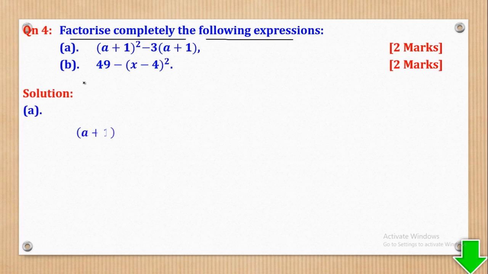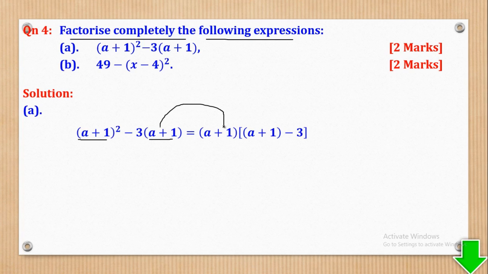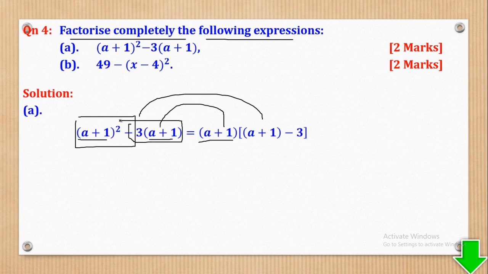So part A, we are given that (a plus 1) squared minus 3(a plus 1). So if you look at this, there's a common factor of a plus 1. So I'll first pull it out. When I pull out a plus 1, this side I'll remain with a plus 1, which is that, and this side I'll remain with negative 3, which is that.